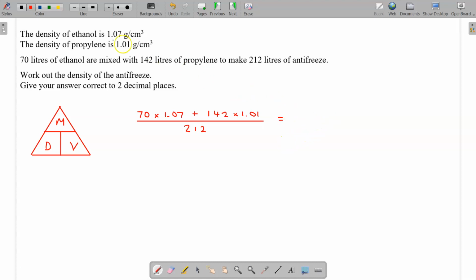Now you would expect it to be between these two numbers somewhere. If there were exactly the same volumes of each material, then the density would be exactly in the middle of these two. But they're not the same volume, so we need to work this out. On the calculator, it comes to 1.0298. You don't need to go any further than that because it says give the answer to 2 decimal places. So that's 1.03. It's a density and it's in grams per centimetre cubed, to 2 dp. And that's the answer.